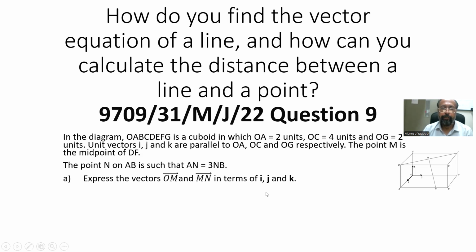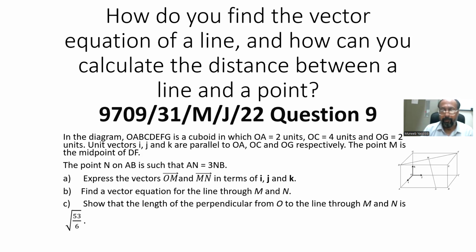In this question, we need to calculate the position vectors OM and MN in terms of i, j and k. Similarly, we need to calculate the vector equation of a line through M and N. And in the third part, we need to calculate the perpendicular distance of the point O from the line through M and N, and prove that the distance is root 53 upon 6. So it is a bit difficult question of the paper.